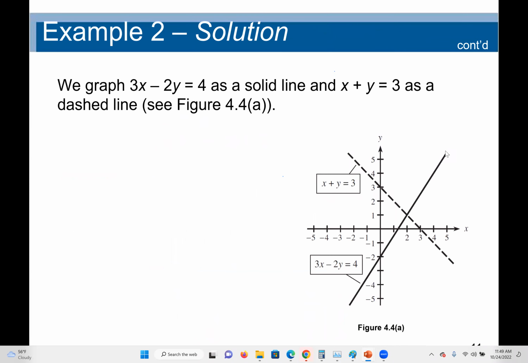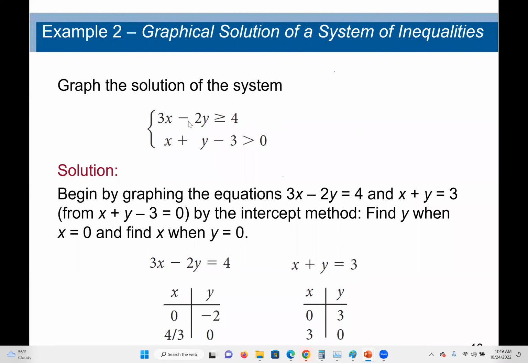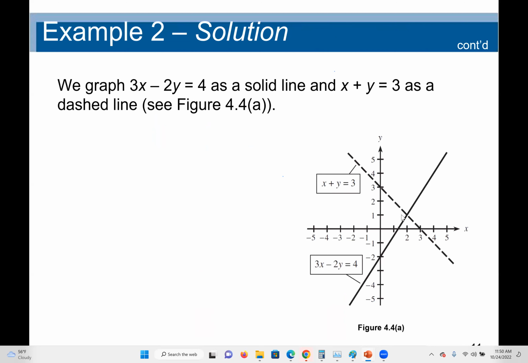You see, one is a solid line because the condition said greater than or equal, which is right here. 3s minus 2y is greater than or equal. Let's go back to the question. 3s minus 2y greater than or equal 4. So it will be a solid line, including the equal. The 2 equations can be equal. But the next one is only greater, so it's a broken line.